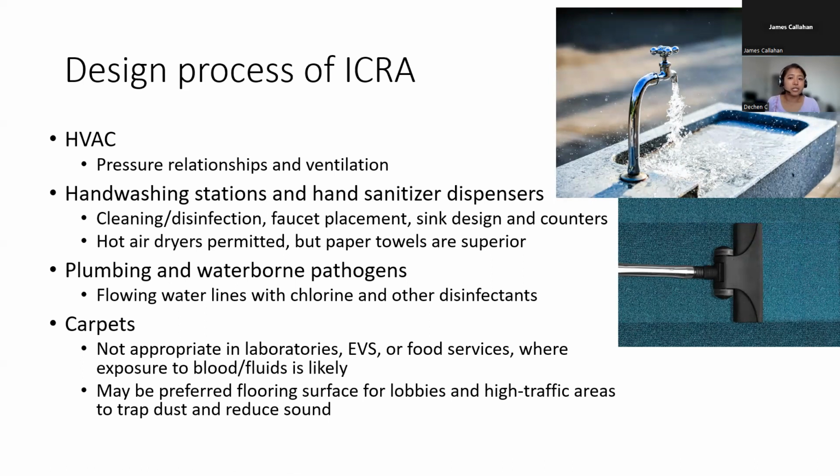Hand washing station design should consider materials and installation to ensure ease and effectiveness of cleaning and disinfection, as well as water pressure regulation, faucet placement, and sink design to control splashing. Sink counters made from porcelain, stainless steel, or solid surface materials are good choices as they can withstand water damage. Hot air dryers are permitted under the FGI guidelines, but paper towels are still superior to hand dryers in removing bacteria and minimizing contamination.